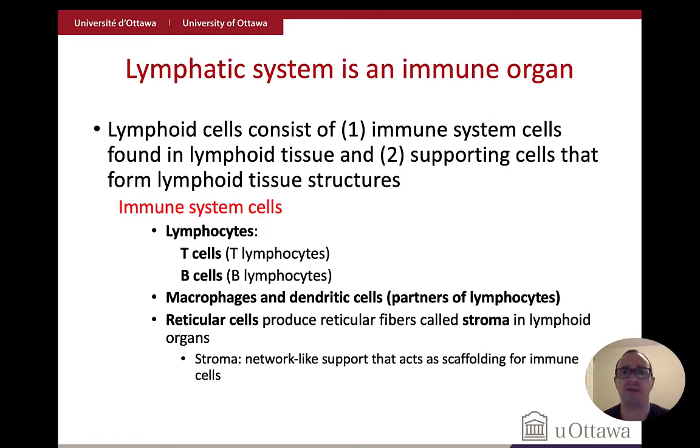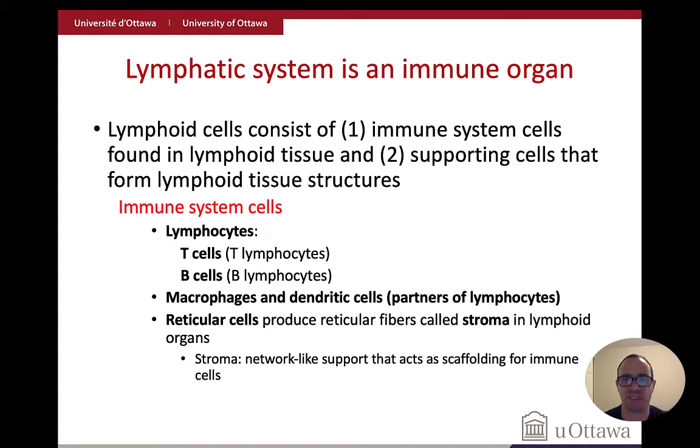And so the lymphatic system at its heart is also an immune organ, okay? You have different types of immune cells that basically protect you from, again, things like viruses or bacteria. So you have different types of cells such as T cells and B cells. These are T lymphocytes and B lymphocytes. And then you have macrophages and dendritic cells, and these are basically the partners of these guys. We'll look very briefly at how that partnership works.